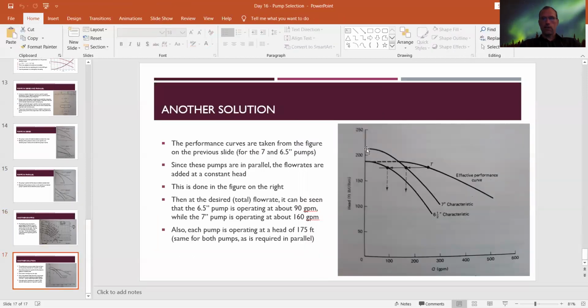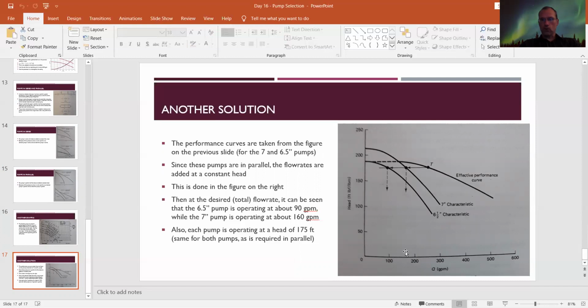So here's my 7-inch curve, here's my 6.5-inch curve, and then again add them together in parallel. So that means I want to take values at heads and add them together for the total. And so above here, nothing happens. And then once I get to here, the 6.5-inch pump starts doing something. So I deviate from that 7-inch curve and get this equivalent performance curve. And so for all points here, I just take that flow rate, add that flow rate, and I get the total flow rate.